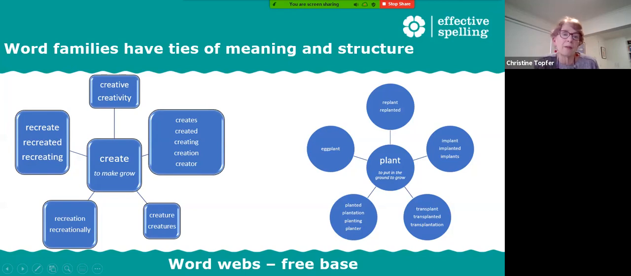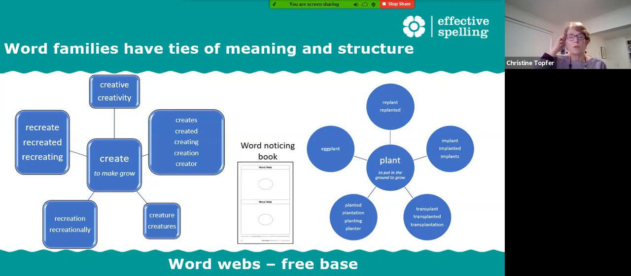So we have this family for the create, or CREATE is the actual base of all of these words, and the same here with plant, or PLANT is the base of all of these words, and they all share a similar meaning: for plant, to put in the ground or to grow, and over here, to make, grow, to create. So in fact, an interesting connection that you could explore.